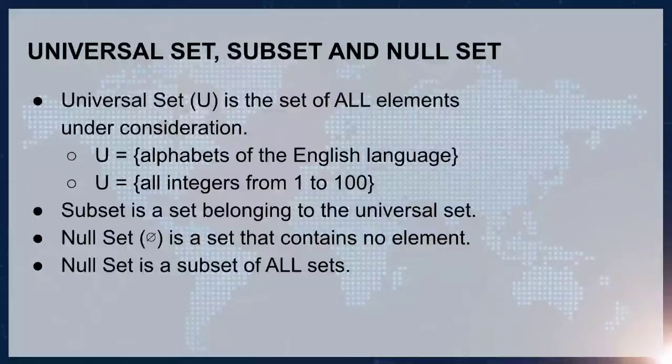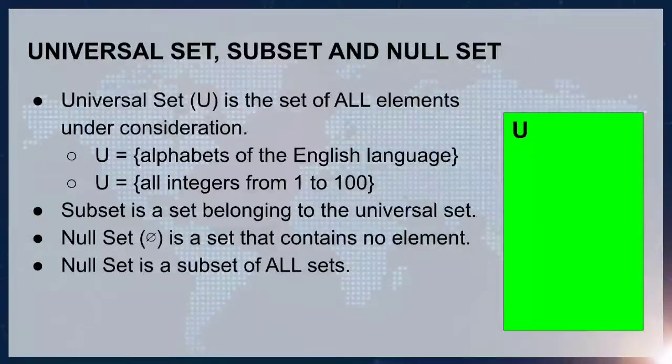So for example, we have set A that contains 1, 2, and 3. It's actually 1, 2, 3, and nothing. So that's why null set is a subset of all sets.